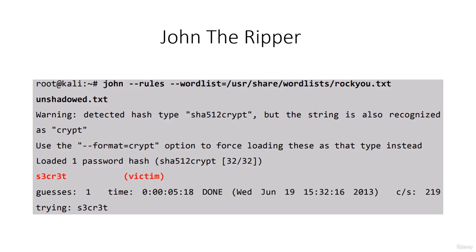As you can see, John the Ripper detected the type, which is SHA-512, and also detected the one password hash. So it detected all of those using a simple John the Ripper tool using Kali Linux. So let's now talk about rainbow tables.